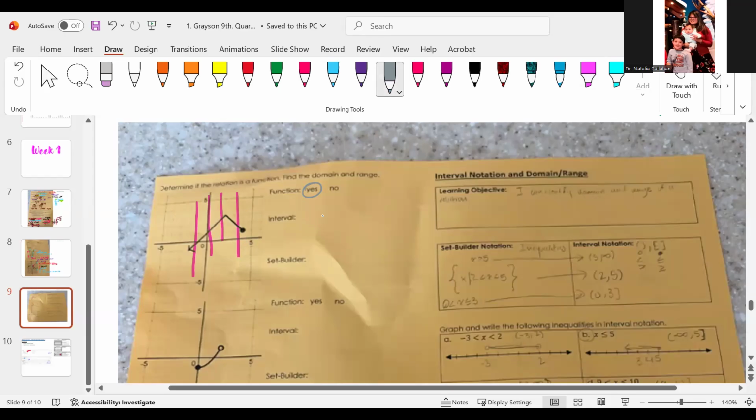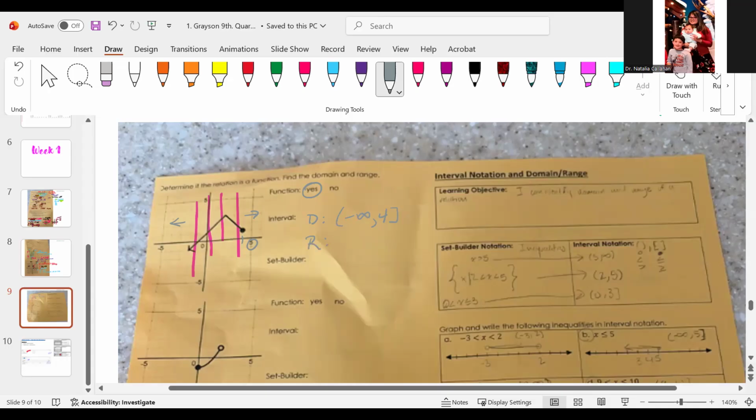Interval, well, let's see. Domain. How far does it go to the right? How far does it go to the left? Does it keep going on the right or does it stop? What does it stop at? That's not 1. This is 5 right here. No, it's not at 5. So 4, open circle or closed circle? Okay, and then how far does it go to the left? Good.